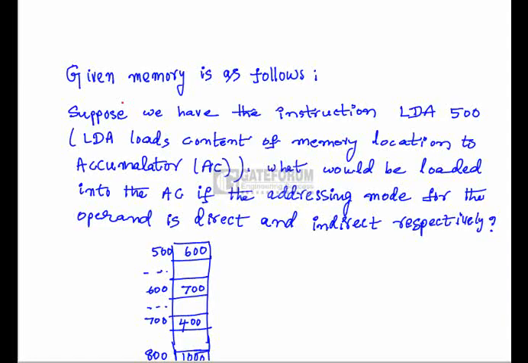Given memory is as follows. So memory is given like this in the diagram. Suppose we have the instruction LDA 500. LDA loads content of memory location to accumulator AC. What would be loaded into the AC if the addressing mode for the operand is direct and indirect respectively?